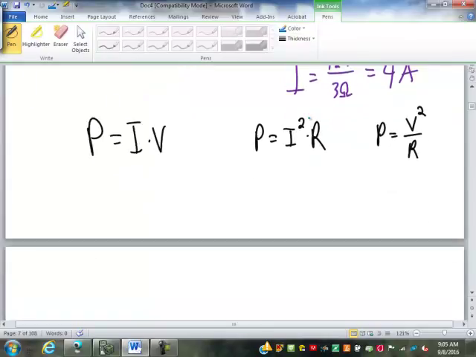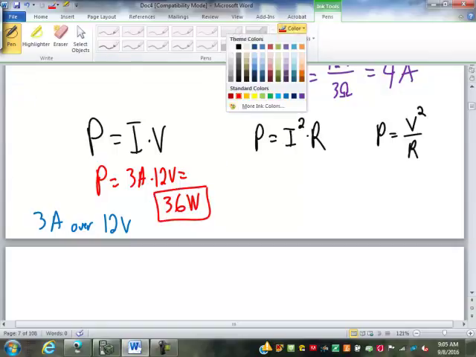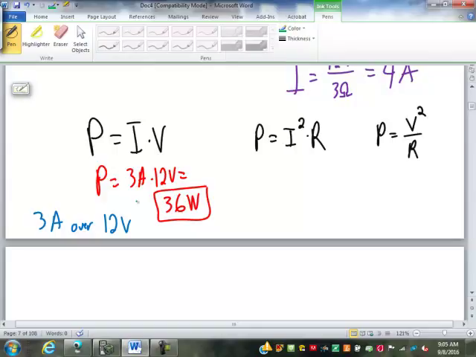So if I have 3 amps going through 12 volts, my power will be 3 amps times 12 volts. 3 times 12 is 36. Again, I don't expect you to know how to deal with the units quite yet, but an amp times a volt is a watt. So 36 watts. Well, if I have 3 amps over 12 volts, my resistance has to be 4 ohms.